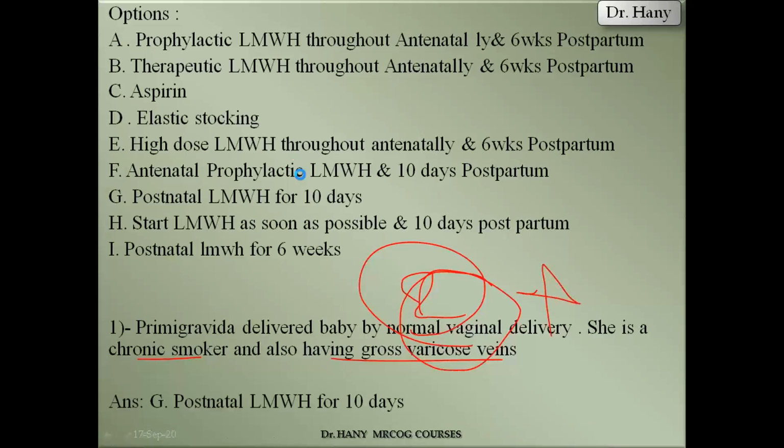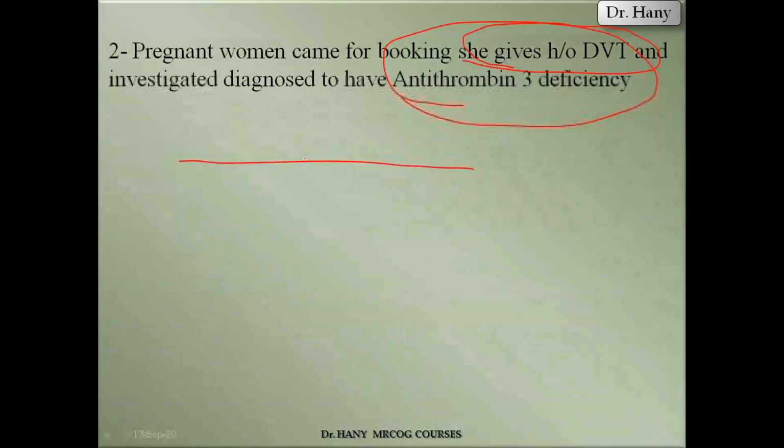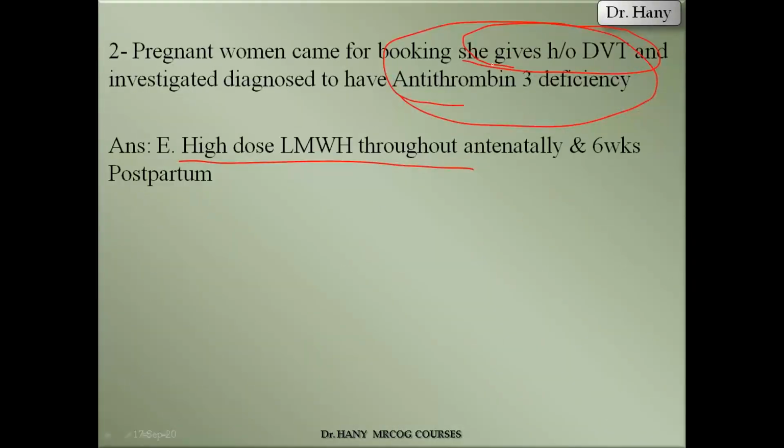Antenatal, nothing. And question number 2, we already know that the woman has a history of DVT plus high risk thrombophilia, antithrombin deficiency, or antiphospholipid, or recurrent VTE. This is an indication for high dose. Okay? Question number 3.